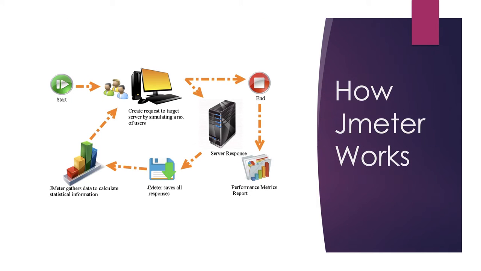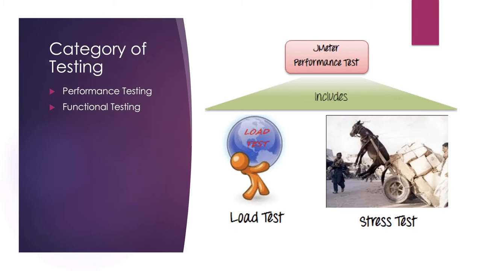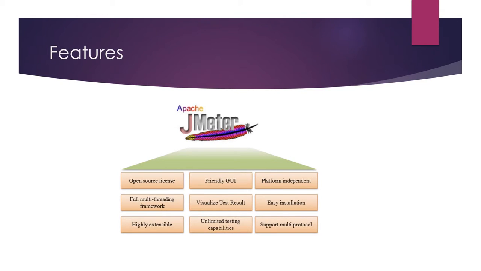How JMeter works: JMeter creates requests to the target server by simulating multiple users. The server responds, then JMeter saves all responses and creates reports from the saved responses. JMeter is primarily designed for performance testing and load testing, but later it was extended to perform functional testing of APIs.